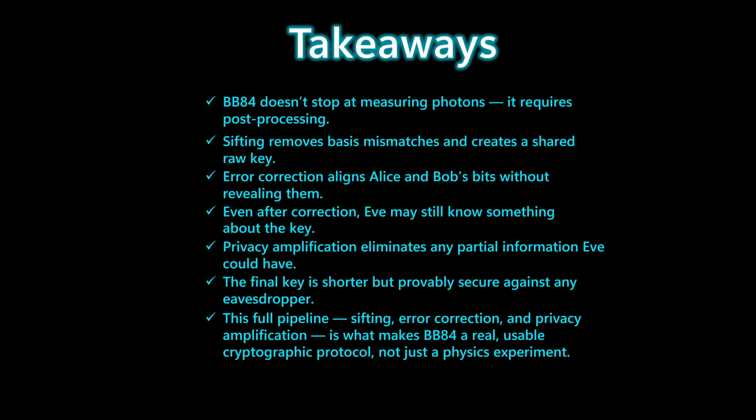But even then, Eve might still know something from earlier in the exchange. That's why privacy amplification is essential. By compressing the key with a shared hash function, Alice and Bob wipe out any partial information Eve could have gained. The final key is shorter, but it's exponentially more secure. And when you put all of these pieces together, sifting, error correction, and privacy amplification, you get the full BB84 post-processing pipeline. This is what transforms BB84 from a physics demonstration into a rock-solid cryptographic protocol.